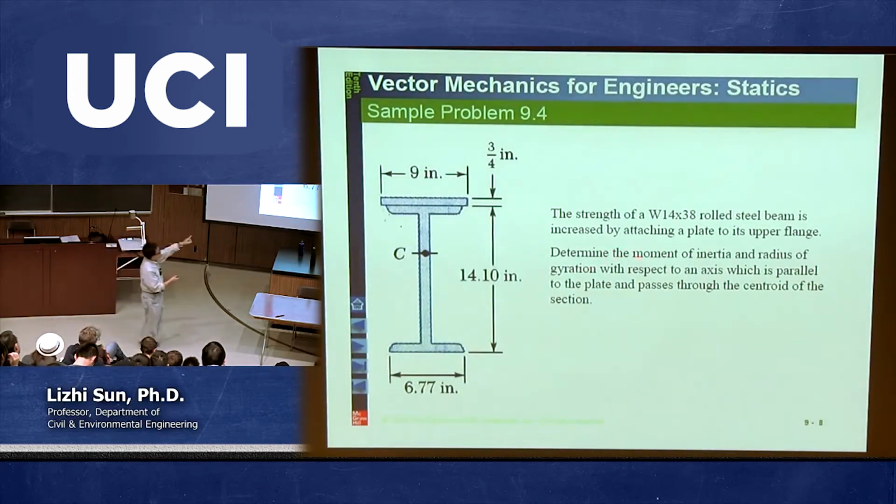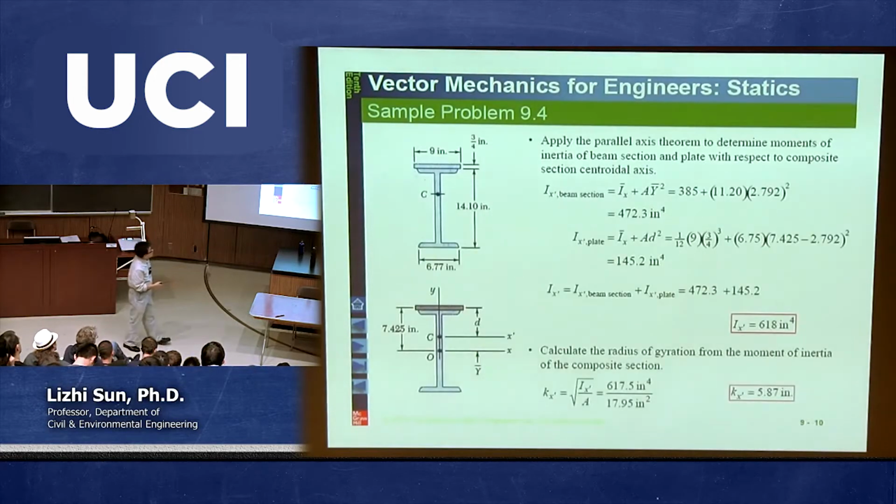We need to determine the moment of inertia, I forgot about the second one, later, with respect to an axis. This is the axis, defined as parallel to the plate and passing through the centroid of the global section. This is the section for the whole thing, not for the second part. So in other words, we are calculating the moment of inertia with respect to this x prime axis. Do you accept this?